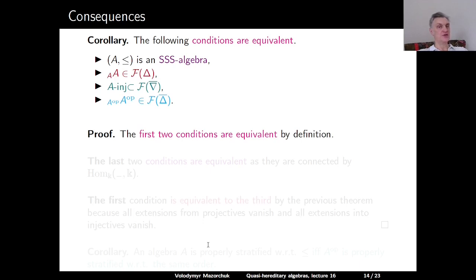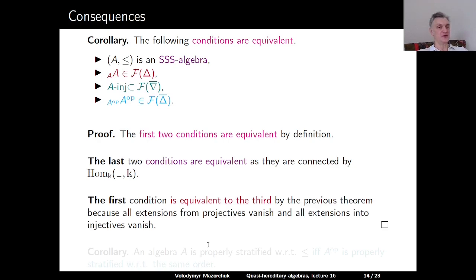Proof. So the first two conditions are equivalent by definition, and the last two conditions are equivalent because they are connected by the k-duality. And the fact that the first condition is equivalent to the third condition is exactly the claim of the previous theorem. And in particular, we see from here that the notion of a stratified algebra is not necessarily left-right symmetric. So the correct statement is that if A is an SSS algebra, then A op is an algebra for which projectives have a proper standard filtration.